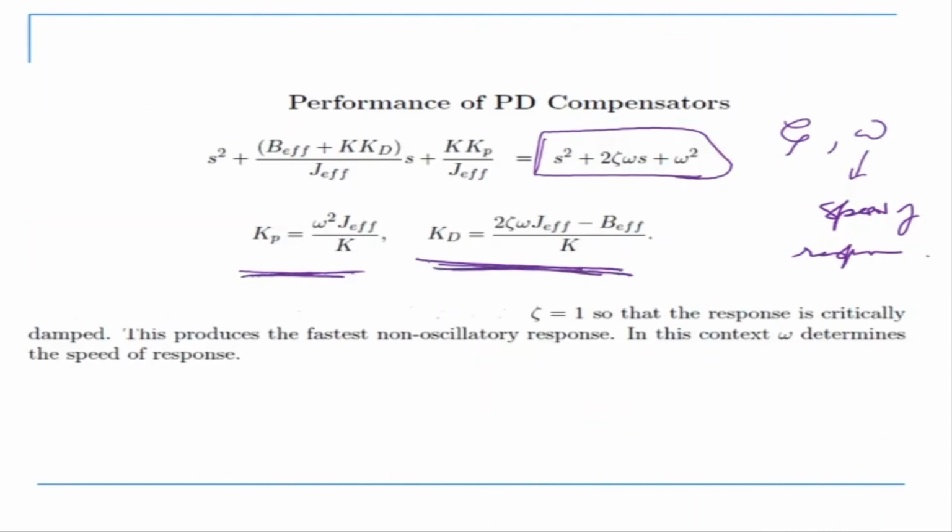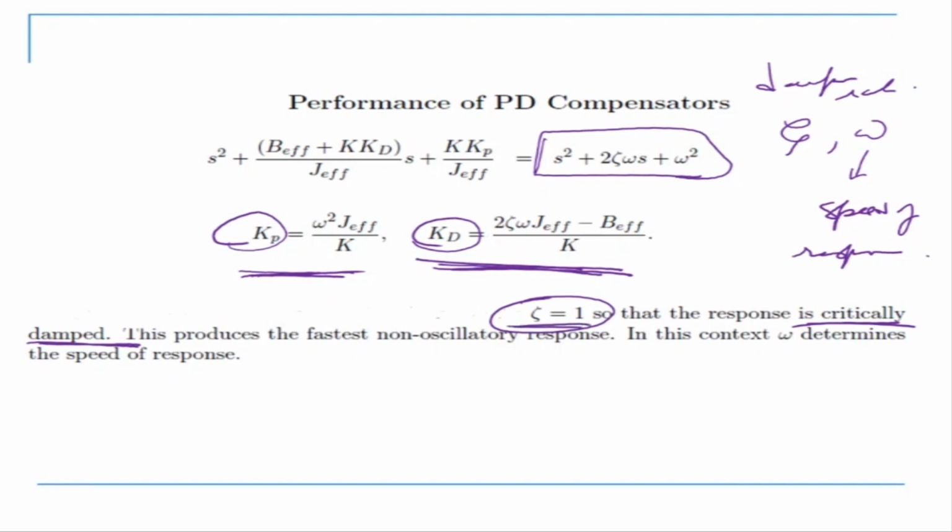So Kp is this, and now normally we put zeta equal to 1 so that the response is critically damped. This is the damping ratio. So for critical damping, zeta is equal to 1. What we can do is put zeta equal to 1, choose the gains Kp and Kd such that zeta is equal to 1, and then look at omega. What is the speed of response? Is it going very slowly? Is it going fast? How is it behaving?